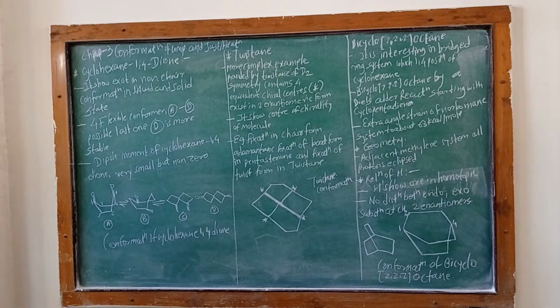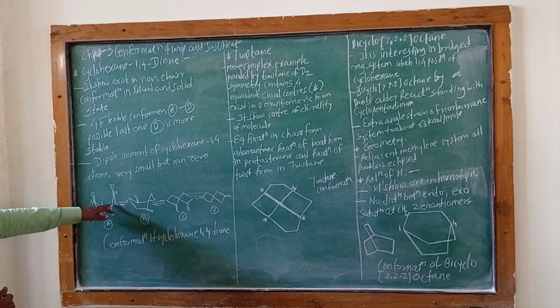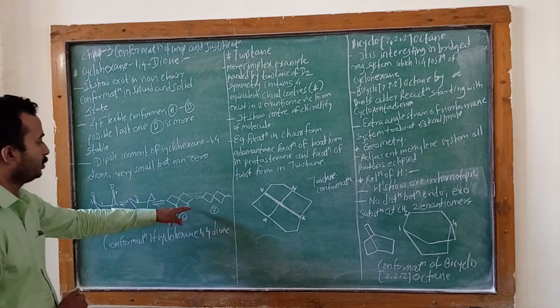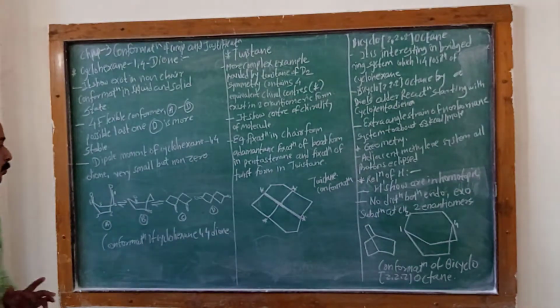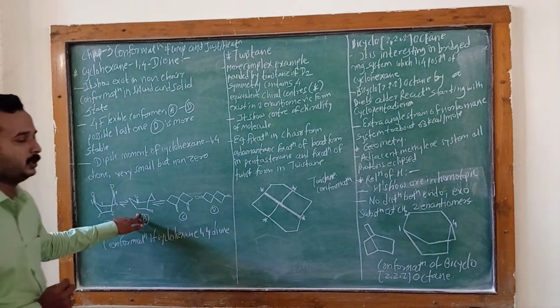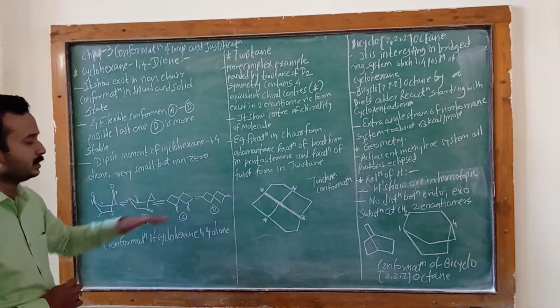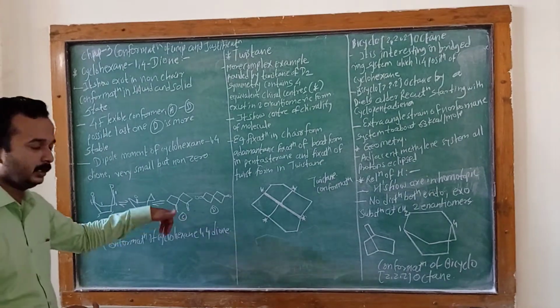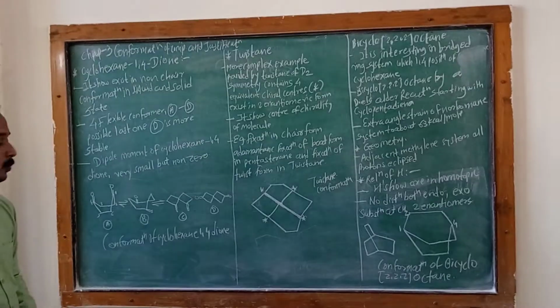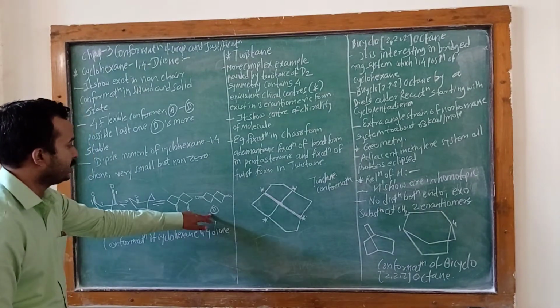In this conformation, look, this is a 1,4-dione. This is also a 1,4-dione, and this is also a 1,4-dione. But in both of these conformations, this one is a spiro compound. This is included in the spiro conformation. Therefore, D is more stable.